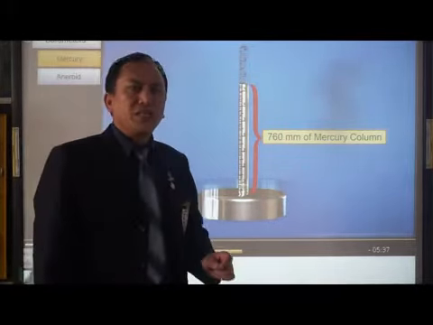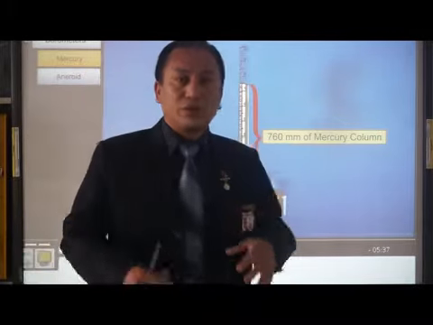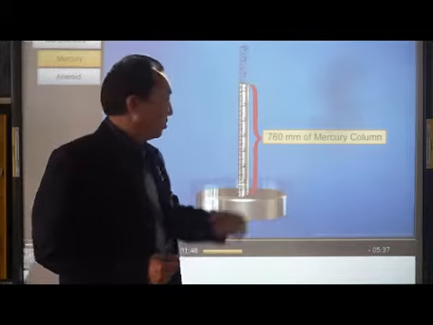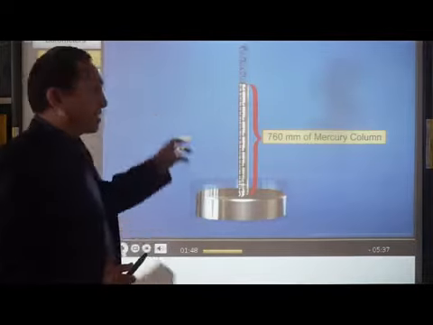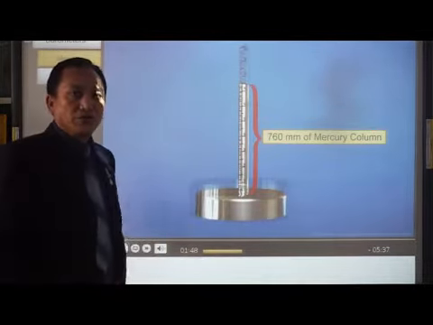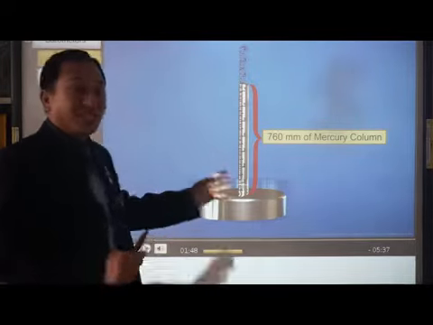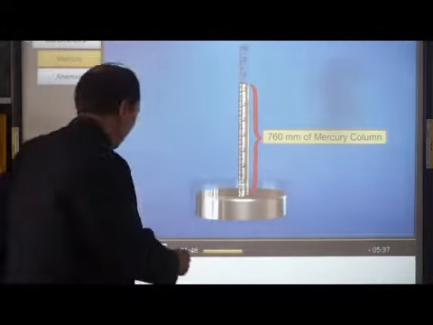But then what happens is, this instrument is not used as much as the Aneroid Barometer. The Mercury Barometer here is a very accurate instrument which measures the atmospheric pressure. But this is not used as much as the Aneroid Barometer.